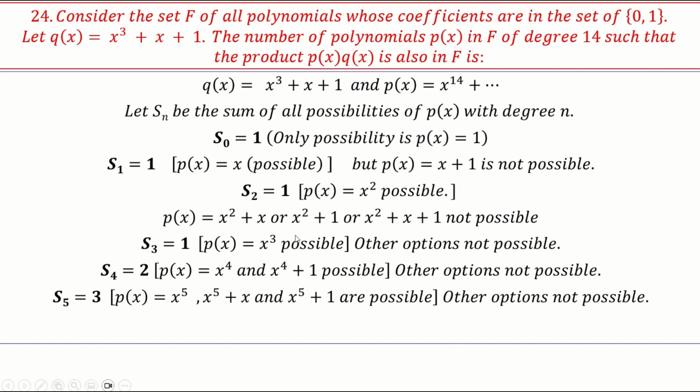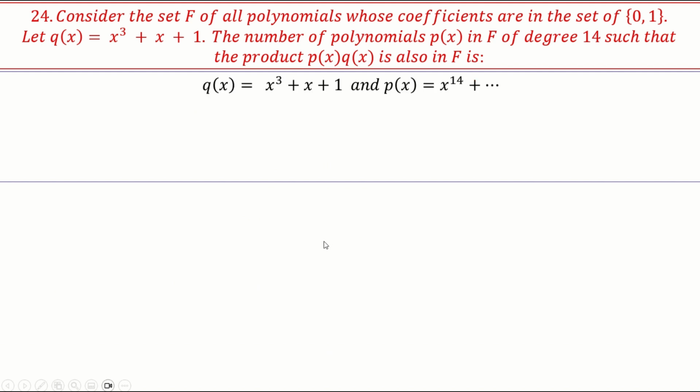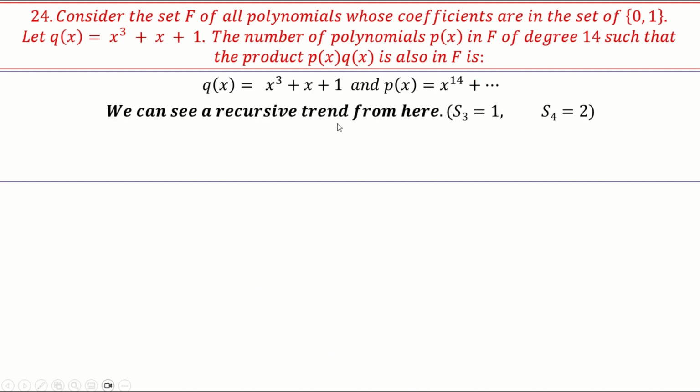Now, looking at this, we can see a recursive trend here. What is the recursive trend? Here it is the sum of these two, basically, right? S5 is equal to S4 plus, after that I cannot take the next three powers, so it will go to S0, which is 1. So this is the recursive equation. You can see a recursive trend from here.